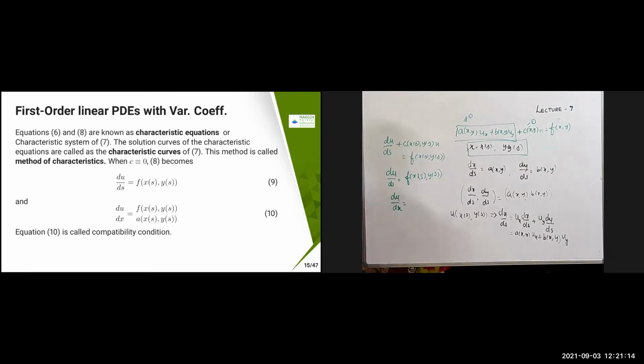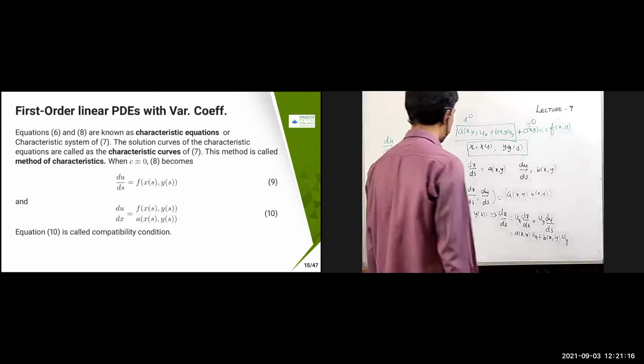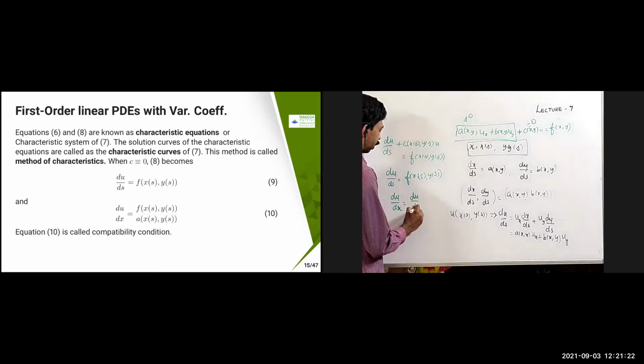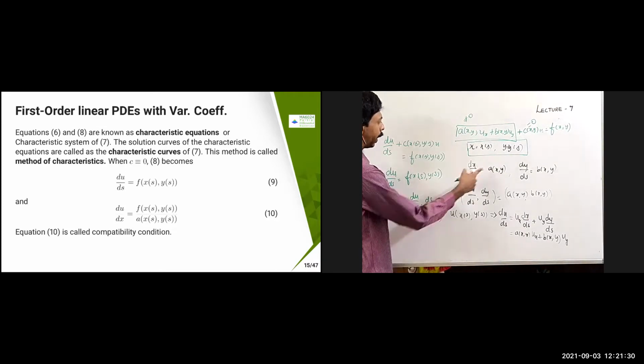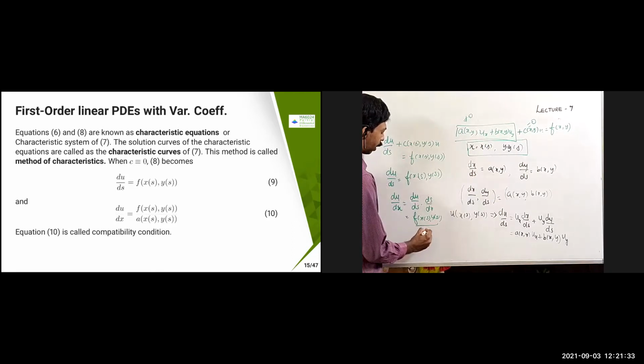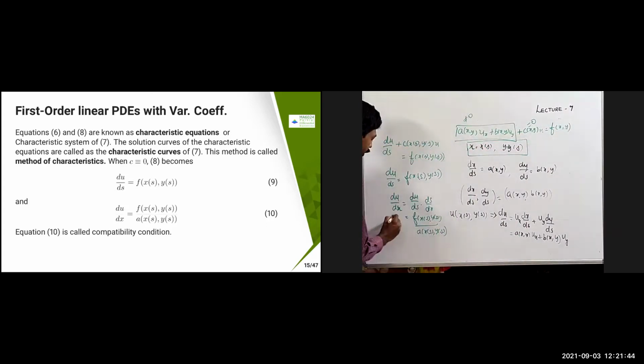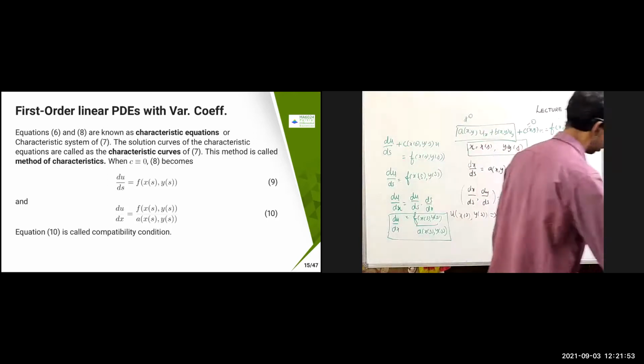du/ds, and du/dx is going to become like, I have to find what is my du/ds. So in this case, du/ds into ds/dx you have to find. Okay, du/ds is this one, f of x(s), y(s), and ds/dx is this one, which is nothing but a of x(s), y(s). Okay, so this is called du/dx. So this condition is called the compatibility condition. The name of this condition is called the compatibility condition.